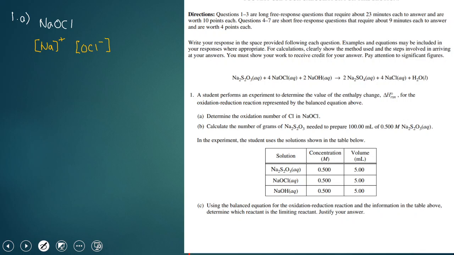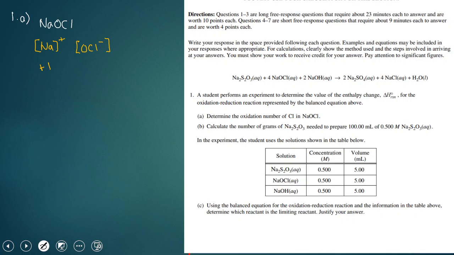Now keep in mind, for this Na+, the rule for assigning oxidation numbers is that because it's an element with a charge, so it's an ion, the oxidation number has to be the charge. So Na has to be +1. Now OCl- is a polyatomic ion, and so the sum of the oxidation numbers on the individual elements has to add up to the charge. And so the oxidation number of oxygen and the oxidation number of chlorine has to add up to -1.